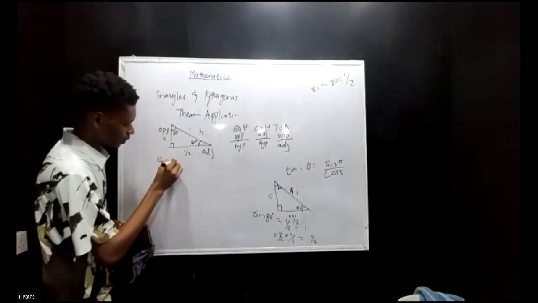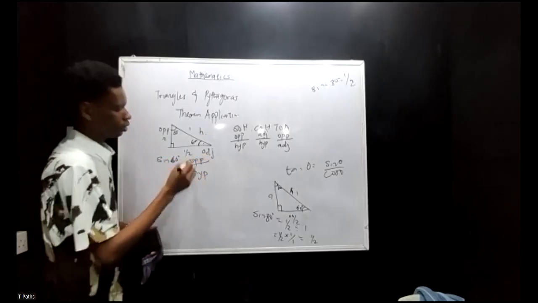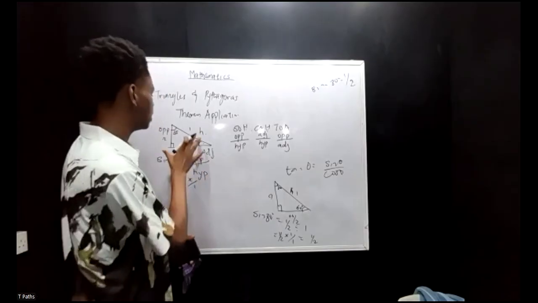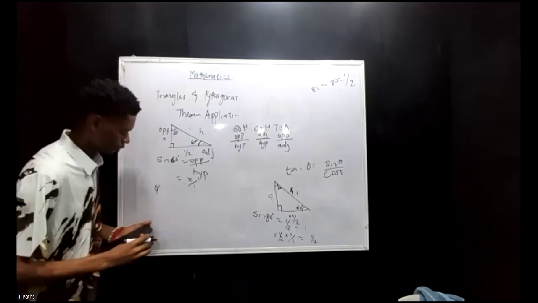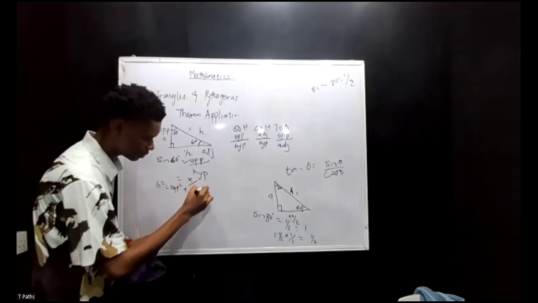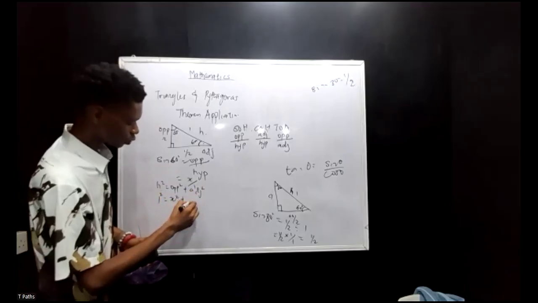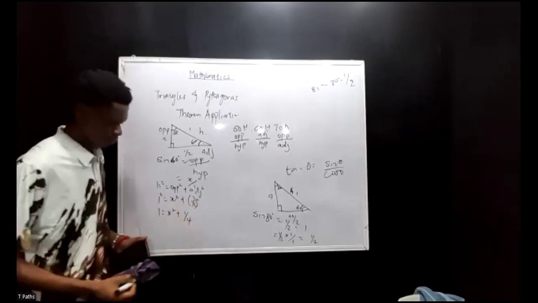So sine 60 degrees, sine is opposite over hypotenuse. Opposite is x, and my hypotenuse is 1. So firstly, I have to find the value of x. How do I find the value of x? Pythagoras theorem. Hypotenuse squared is equal to opposite squared plus adjacent squared. So hypotenuse squared is 1 squared, which is 1, equal to x squared plus (1 over 2) squared, which is 1 over 4. So what am I going to do here?